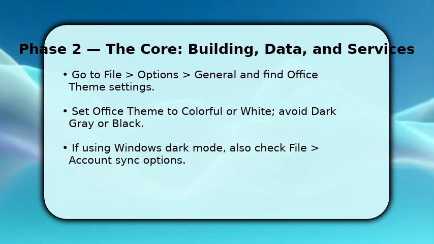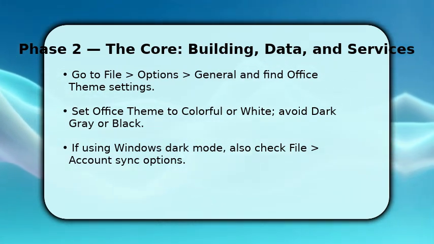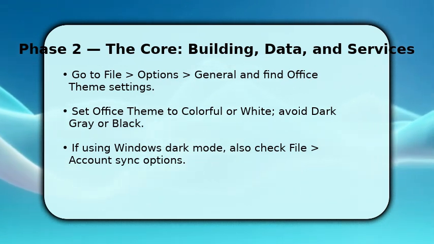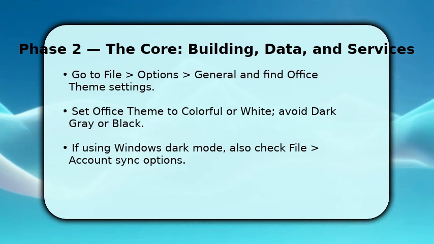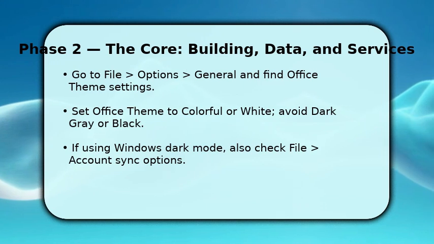If the theme option is grayed out, it's likely managed by your organization or account policy. Sign out briefly, or use a local account to test. Once you select the lighter theme, restart Word to ensure the interface updates throughout the ribbon and document canvas.